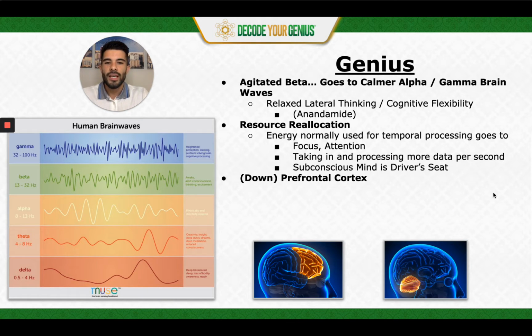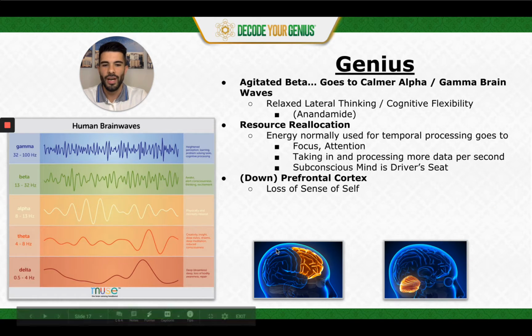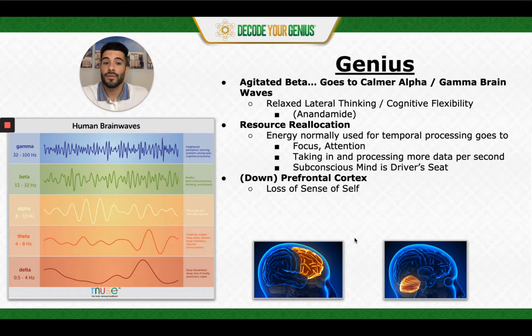And so what we see is a downregulation in the prefrontal cortex, which we've got right here, which creates the feeling, the result of a feeling of a loss of sense of self, which actually is a very positive thing, because when we let go of that, we can get more connected to what we're working on, or the vision, whatever's being flowed to.